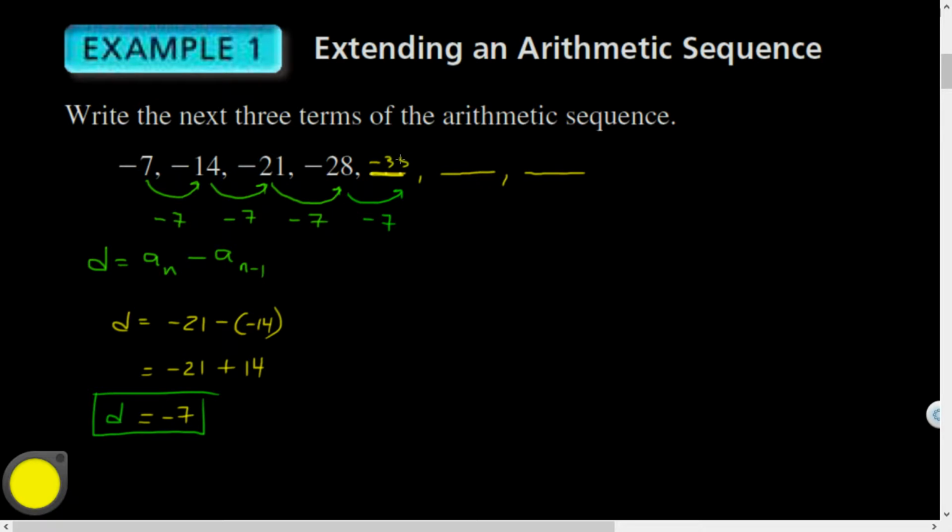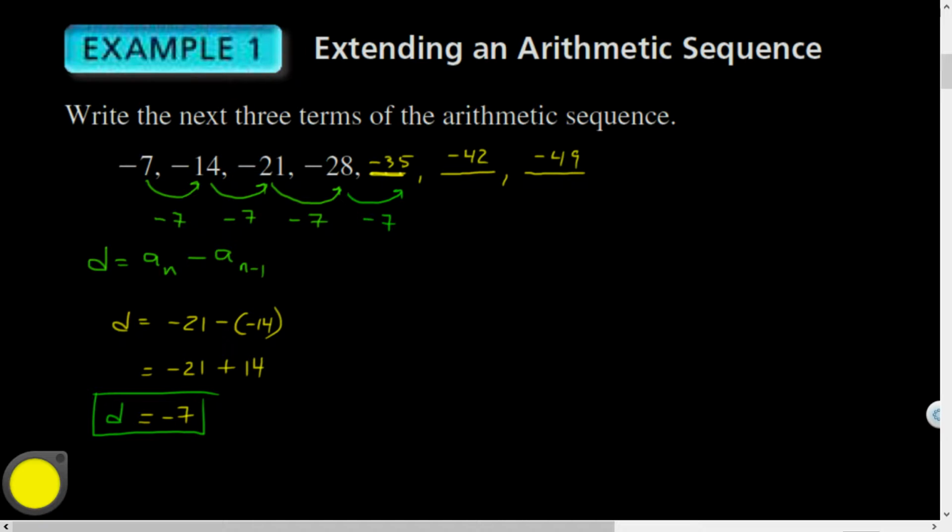So negative 35, subtract 7 from that, it's going to be negative 42. Subtract 7 from that, it's going to be negative 49. So I'm able to find the next three terms in the list by continuing this arithmetic sequence, continuing the pattern, using the common difference to find each new number. So it's pretty easy finding new numbers in our list if we just simply keep adding to them.